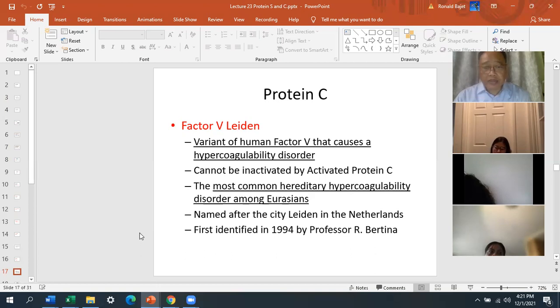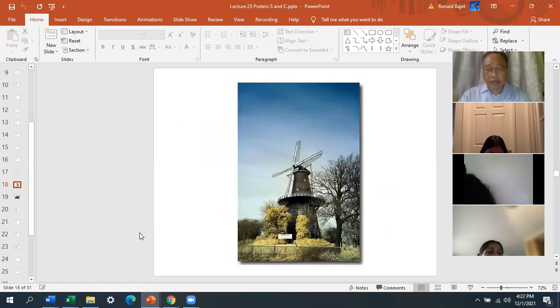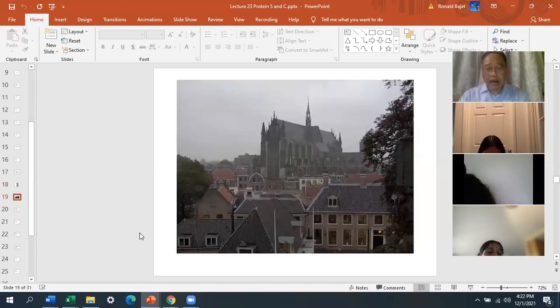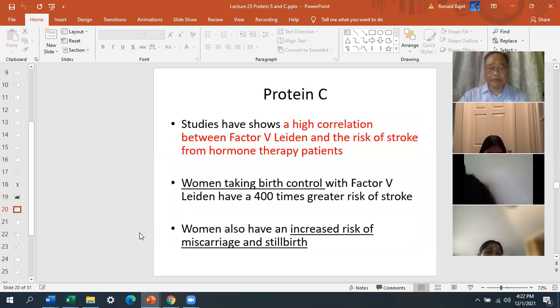Okay, factor V Leiden is the most common hereditary hypercoagulability disorder among Eurasians in Europe. It was named after the city of Leiden in the Netherlands, and first identified in 1994 by Professor R. Bertina. And there's the Netherlands and another shot of the Netherlands. Really beautiful city if you've ever been there.